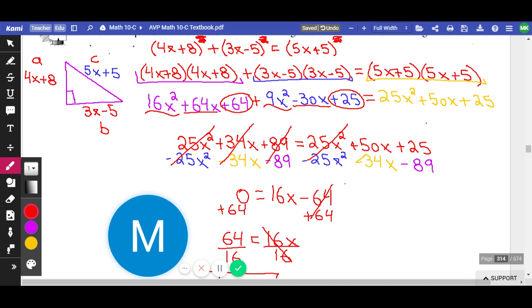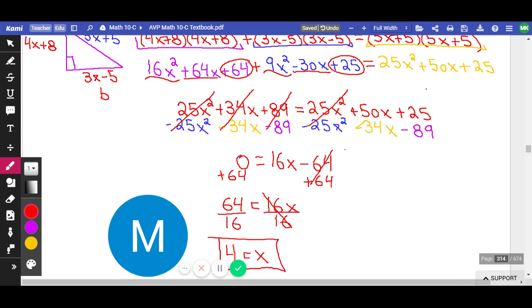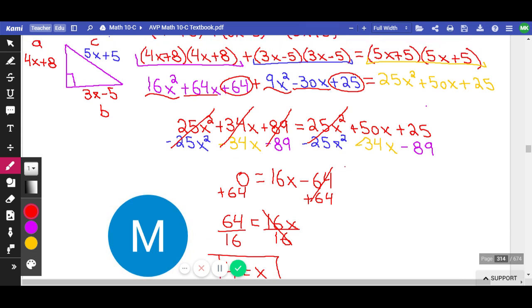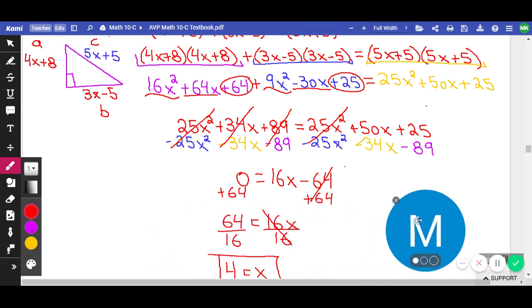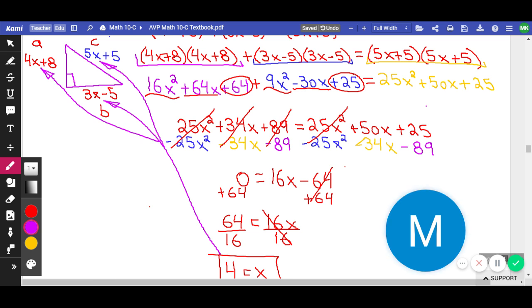The question did ask you for the side lengths. The question asks you for the side lengths of the triangles. That means you need to take x equals 4 and put it into your side length formulas for your triangles, and then figure out what all 3 lengths are.